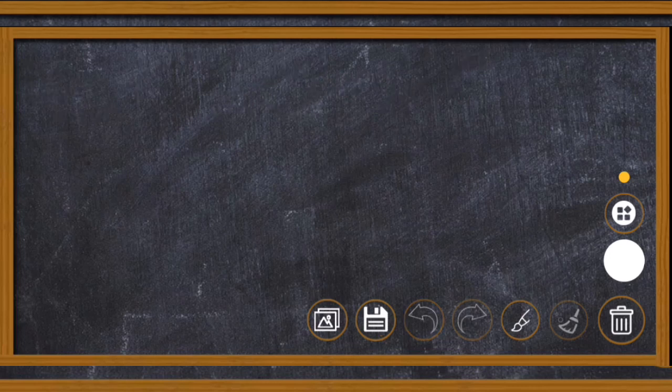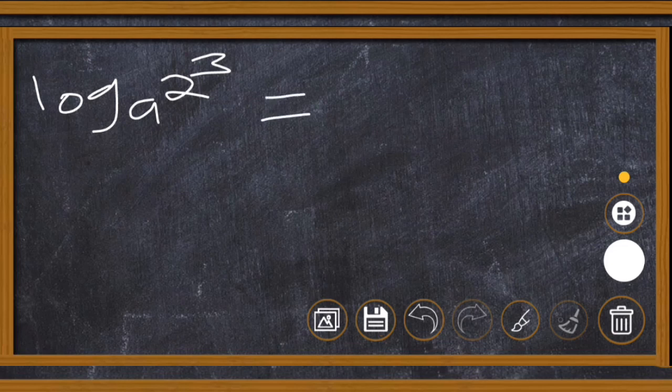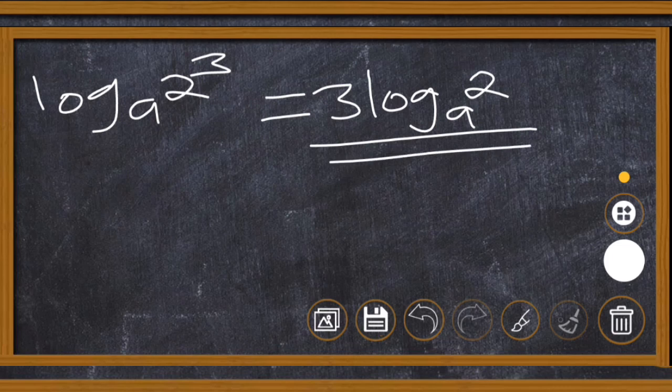Let's say we have log a of 2 power 3. So writing this into log form, this 3 here is going to come in front, and we're going to have 3 log a 2. This is how we convert.